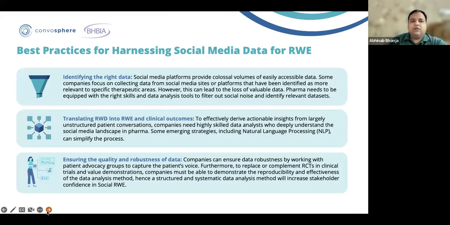Yeah, great. So the best practices for harnessing social media data for RWE. Obviously we know now that social media is a great data source for RWE, and we have seen how we start with that data source and end up with actionable insights. But there are certain best practices you need to keep in mind while evaluating the data, starting with identifying the right data sources. Now we know that social media has a colossal volume of content. It can go up to millions for certain disease areas.